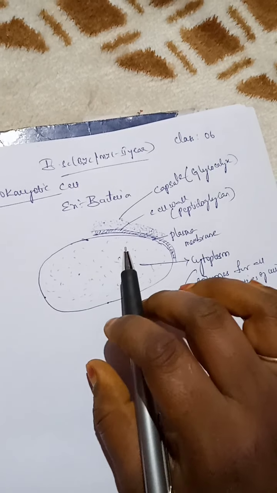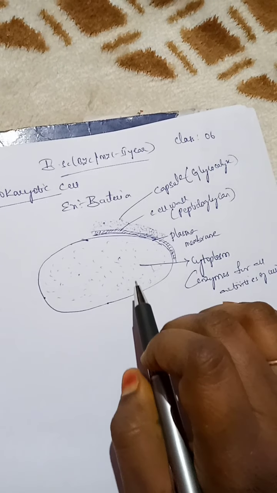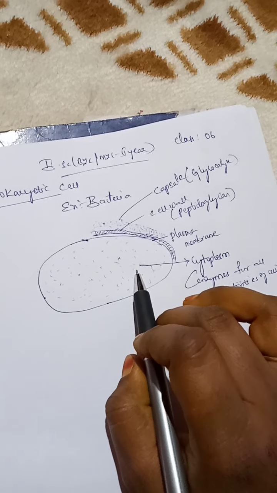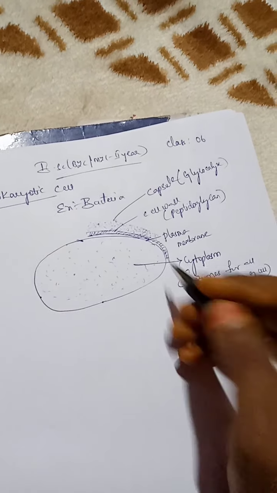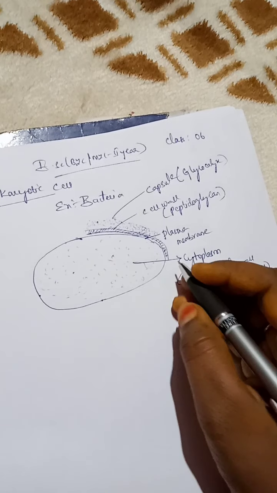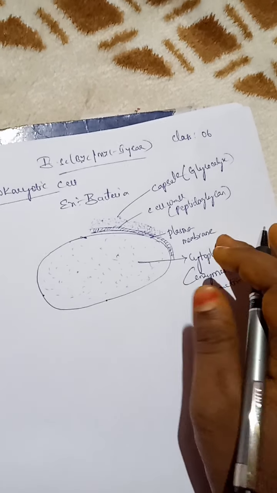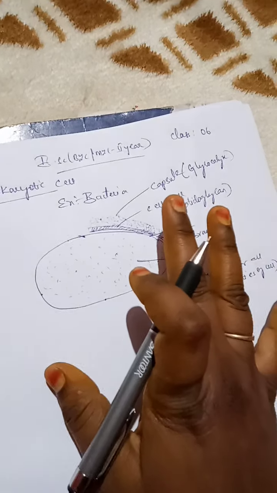Then what about the genetic material? How will the bacteria undergo division? There should be a genetic material, right? Only then will their progeny increase. Where will that genetic material, the DNA, be located?